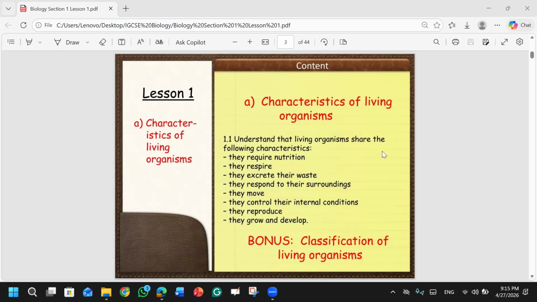The first thing is that they require nutrition, they respire, they excrete their waste, and they move. They control their internal conditions as well. How do we control our internal conditions? When there are extremely hot conditions outside, there is sweating in our body, and we need to drink more water. And in winters, we drink less water. Why? Because we don't feel thirsty in the winters. So this is how our body responds to the external conditions.